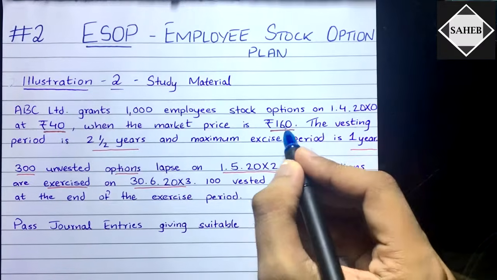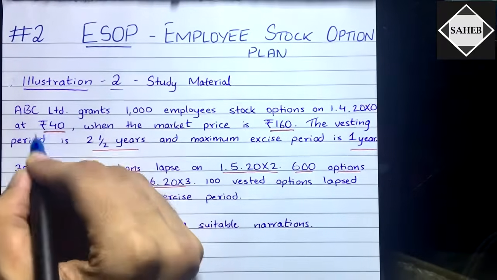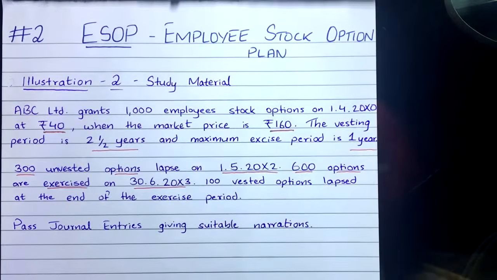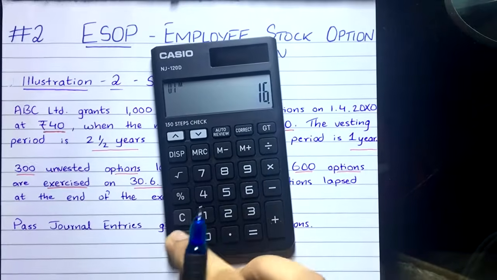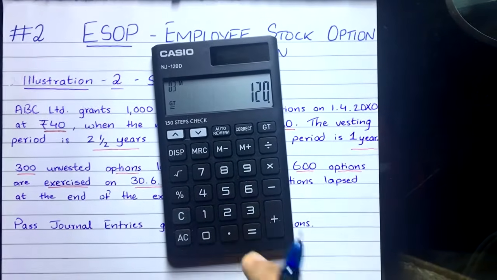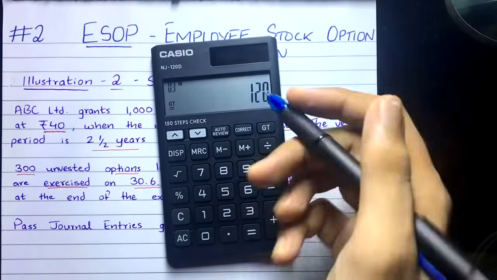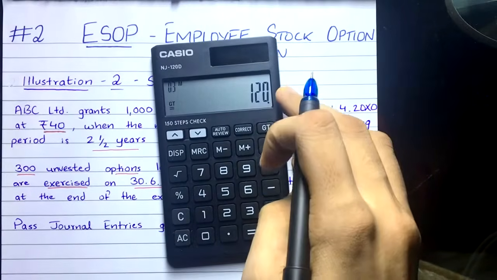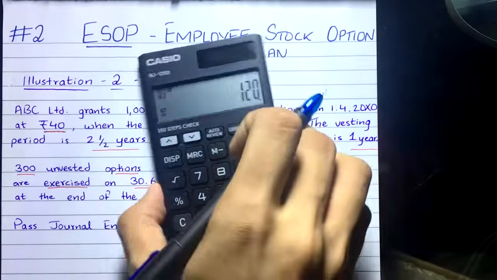The market price is 160 and which price are you getting? The exercise price is 40. So if the market price is 160, and you are getting the exercise price at 40, that means what? You are getting a discount of 120. You as an employee are getting a discount of 120. So that's called the value of option technically in this chapter.